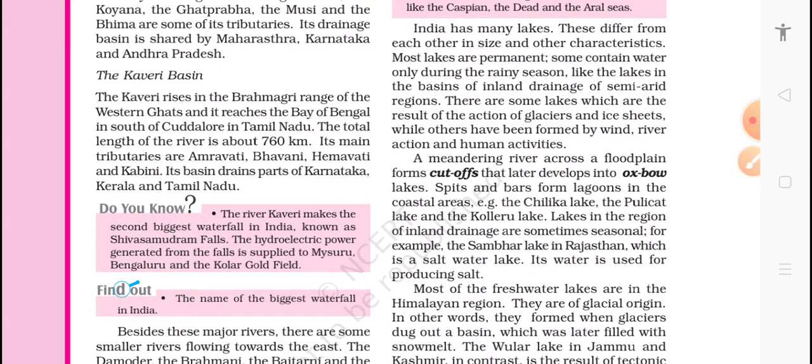Next is the Kaveri Basin, which is in the very south area. The Kaveri rises in the Brahmagiri range of the Western Ghats and reaches the Bay of Bengal in the southern corridor of Tamil Nadu. The total length of the river is 760 km. Its main tributaries are Amaravati, Bhavani, Hemavati and Kabini. The basin drains parts of Karnataka, Kerala and Tamil Nadu. This basin is in three states.